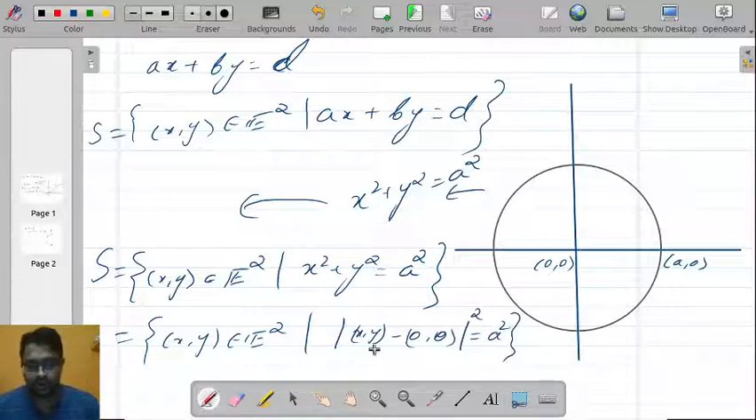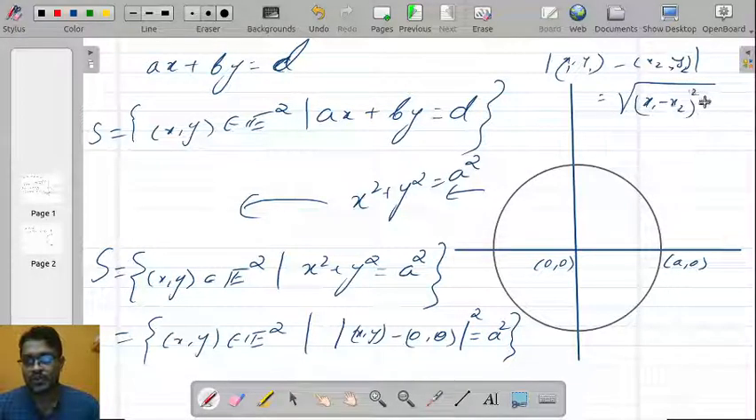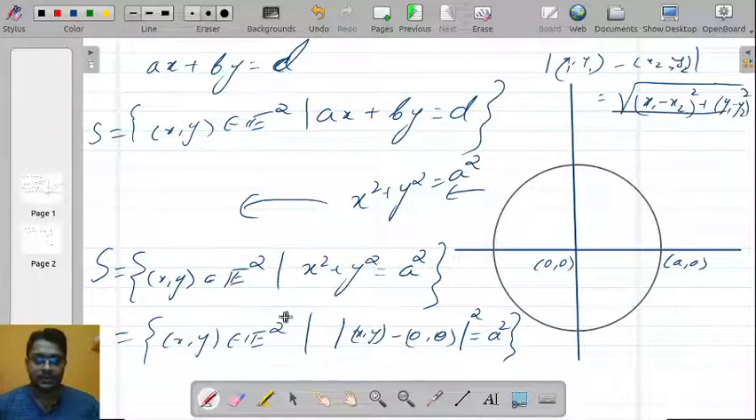What is this mod? Mod is the distance, mod of (x1, y1) minus (x2, y2); it is the distance between these two. So how is the distance calculated? It's root over of (x1 minus x2) square plus (y1 minus y2) square. So that is the Euclidean distance, right. So this is the set of all those points in E square which are equidistant from a fixed point, and that fixed point is the center of the circle. So circle is also a point set. It can be represented as a point set.